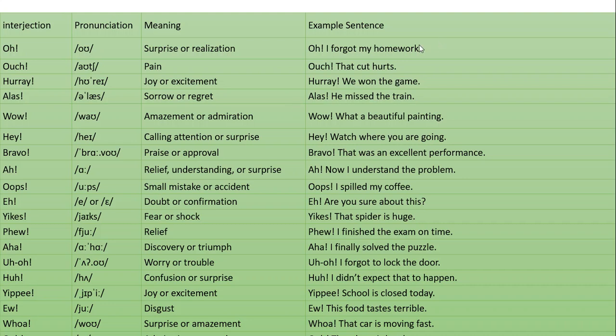Now, here are some interjections given. Its interjection word, its pronunciation, its meaning, and its examples. Now look here. First one is oh, surprise or realization. Oh, I forgot my homework. Ouch, pain. Ouch, that cut hurts. Hooray! Joy or excitement. Hooray! We won the game. Alas! Sorrow or regret. Alas! He missed the train.